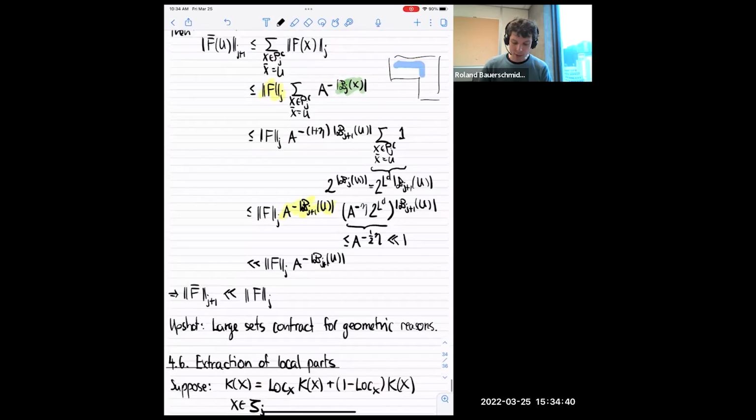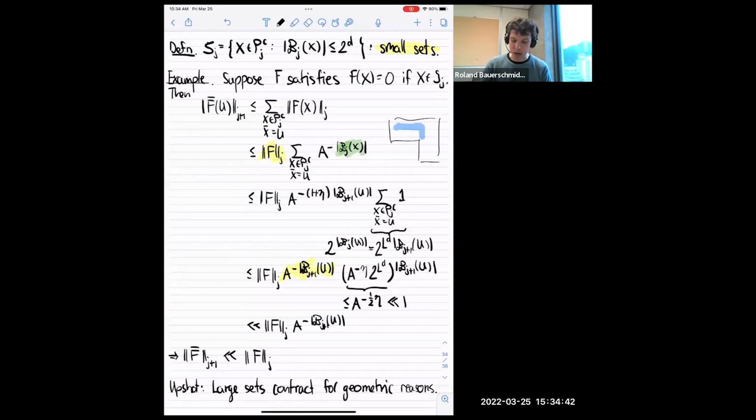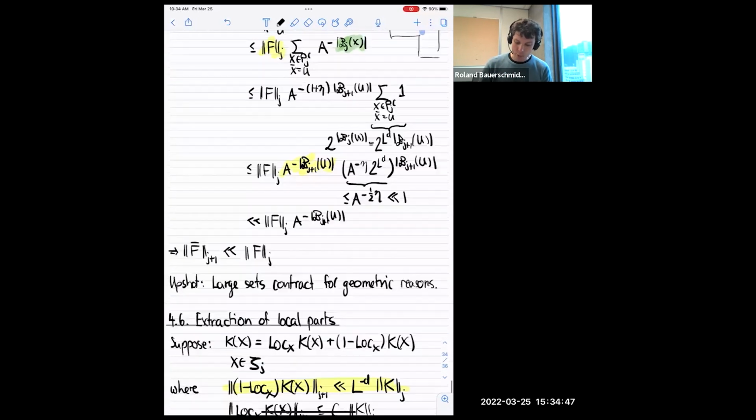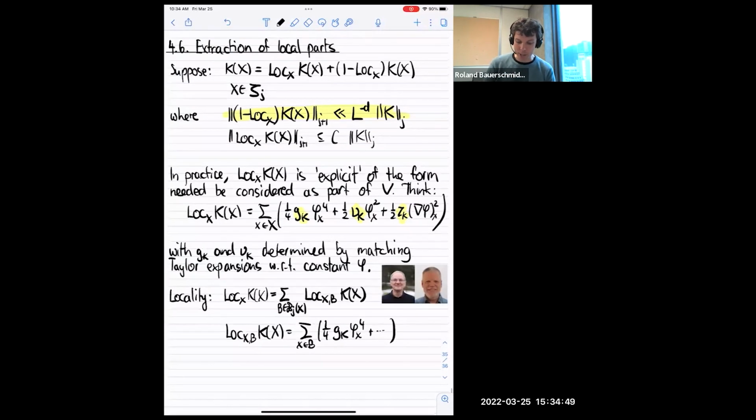So if we go back to the example here, we assumed there are no small sets, and we got a contractive estimate. That was good. Now if we make a similar approximation where we assume that K of X is always replaced by 1 minus log K of X, then we get a contractive estimate just by assumption. So what we want to show is that we can effectively replace K of X by 1 minus log K of X for X small.